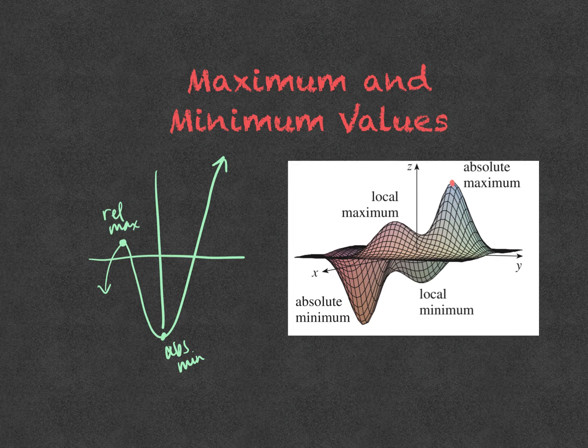Up here we have an absolute maximum. And down here we have an absolute minimum, which is also a relative min. Here we have a local min, and here we have a local max. So as we look at the surfaces, we still have absolute and relative, or local, mins and maxes, and we still call them critical points. And we're still going to look at first and second derivative tests.